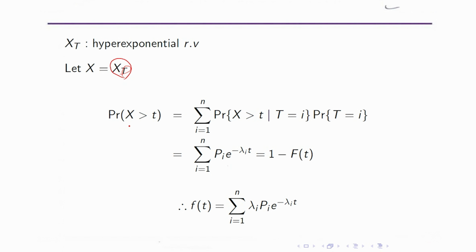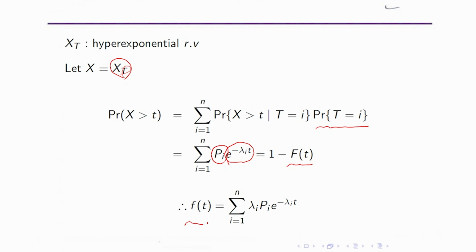So the probability of X greater than t will be equal to the summation of the conditional probability of X greater than t, conditioning on T equal to i, where i can be 1 or 2 or 3 up to n, times the probability T is equal to i. And the probability of T equal to i will be pi. And conditioning on T equal to i, the conditional probability of X greater than t will be exponential to the minus lambda i t. So that will be 1 minus the CDF F of t.